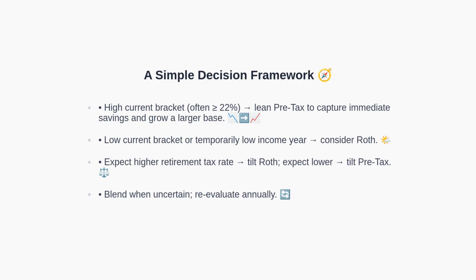Use this practical framework. If your current marginal tax bracket is relatively high, often 22% or higher, lean toward pre-tax to capture meaningful tax deductions and grow a larger compounding base. If your current income is temporarily low or you are early in your career, consider Roth because paying tax now may be relatively inexpensive. If you expect higher tax rates in retirement, tilt Roth. If you expect lower tax rates in retirement, tilt pre-tax. When uncertain, blend contributions and revisit the decision each year as your circumstances and tax law evolve.